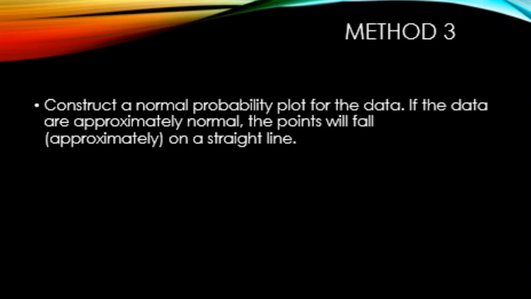The third method is to construct a normal probability plot, also called the QQ plot. And in this graph, and we will see in one of the examples, if the data is approximately normal, the points will fall on a straight line. So basically on the x-axis, we will plot the data, and on the y-axis, we will have the theoretical standard normal distribution. So if it's a 1:1 ratio, then we will have an approximate straight line on the graph.